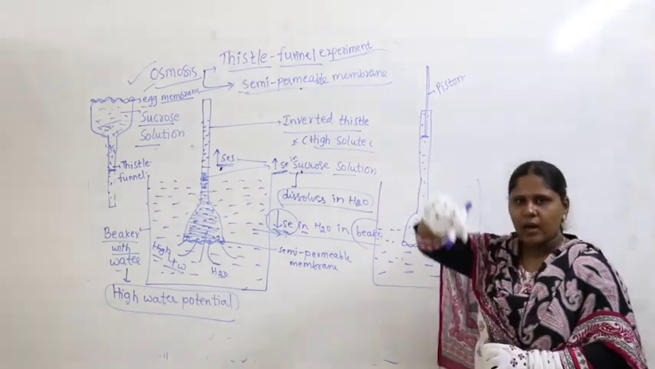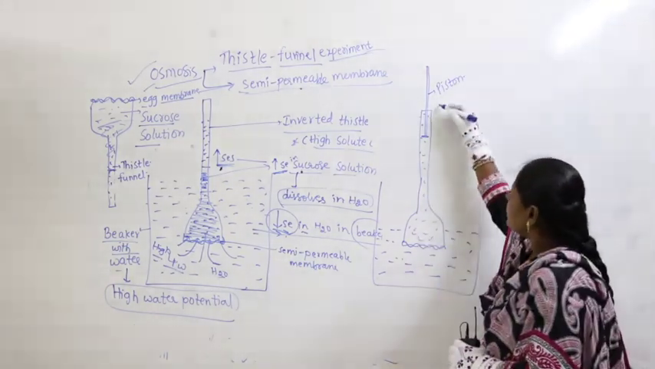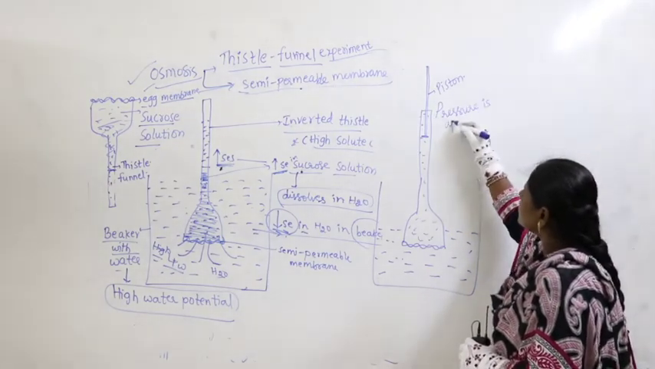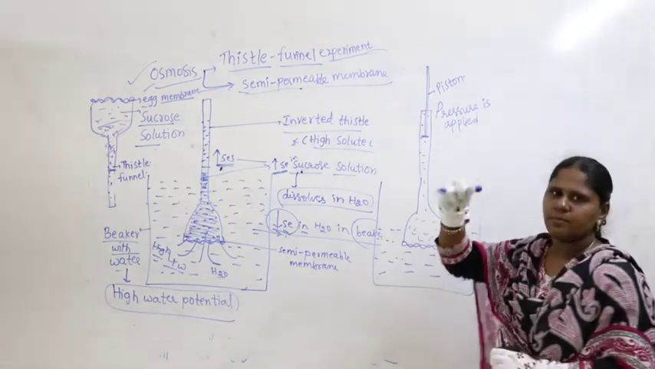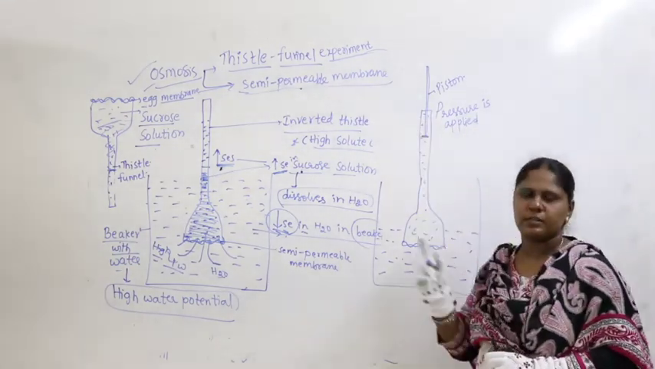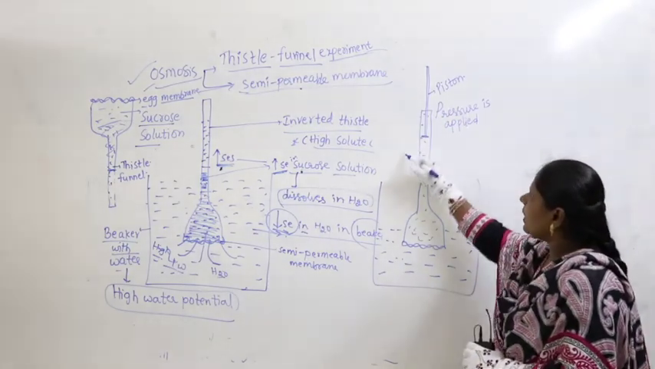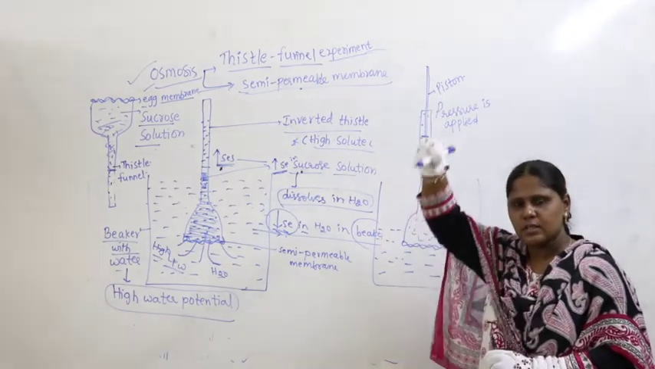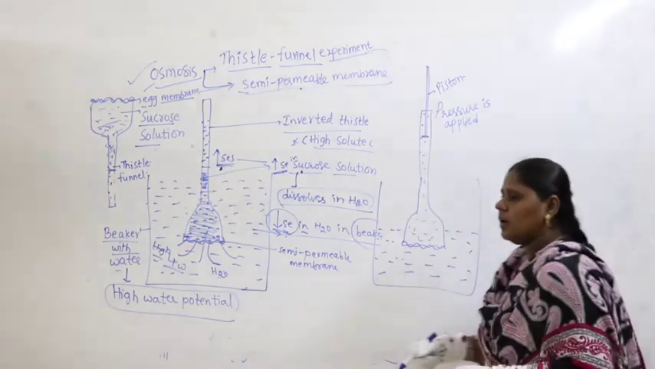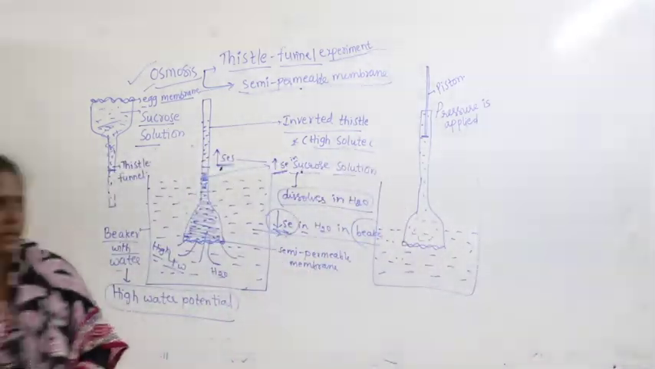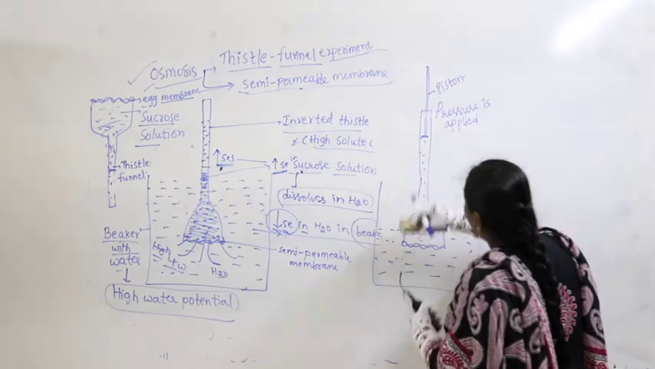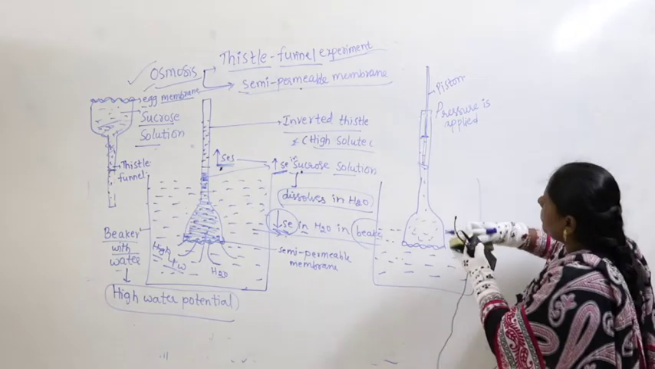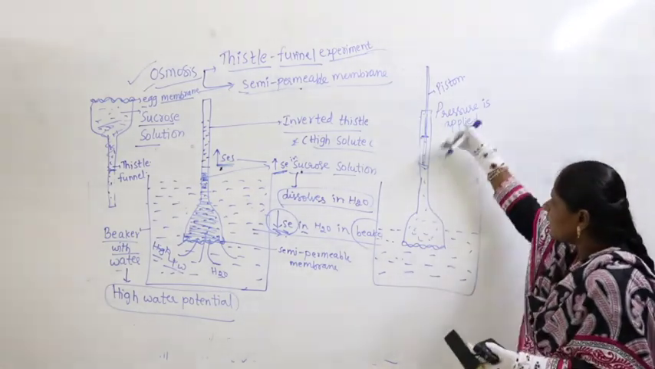When the piston is applied from the upper side here, it creates some pressure. So what is applied here? A pressure is applied. They took a piston, made a hole at the upper side of the thistle funnel, and slowly applied the piston. When the piston, a rod-like structure, is applied here, the sucrose solution present here comes down. When the piston is applied like this, up to here, the sucrose solution forcefully comes out.